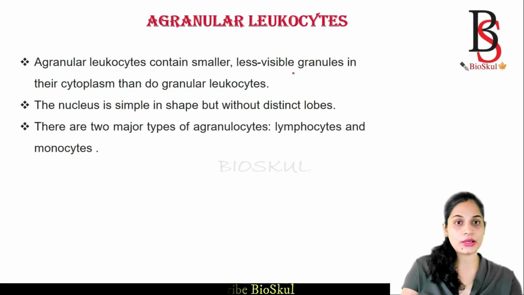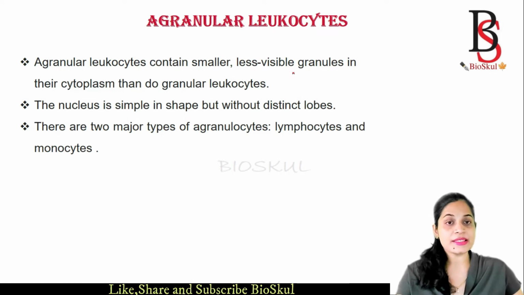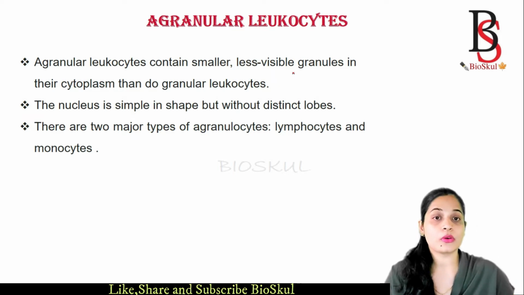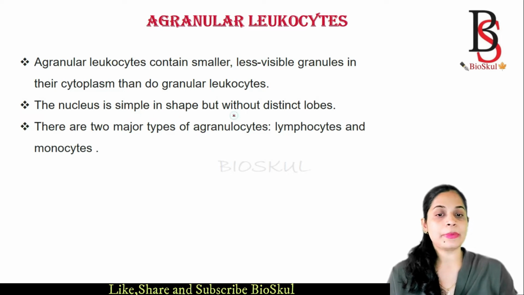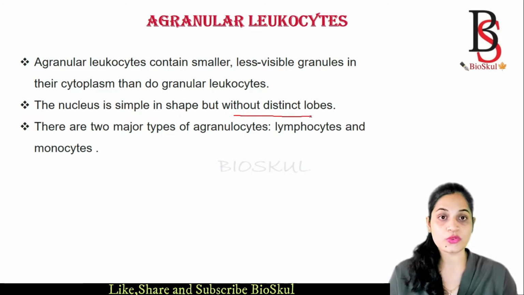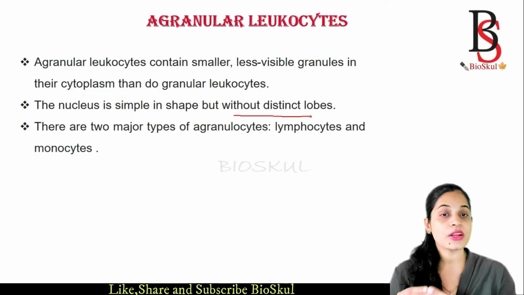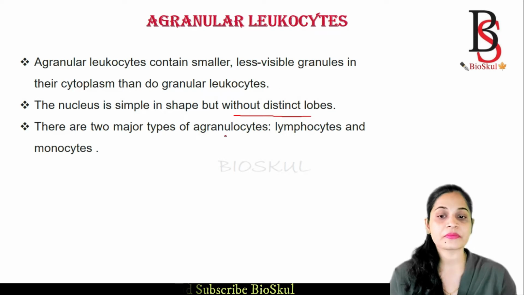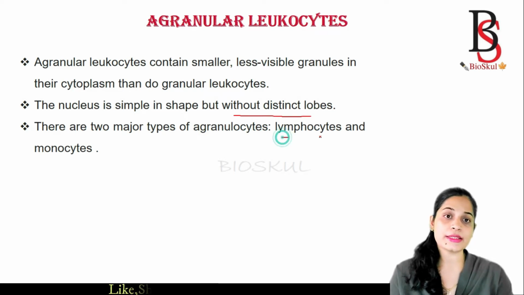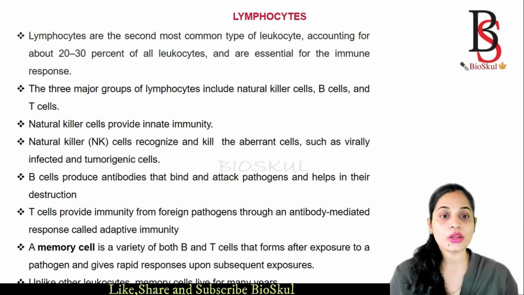Now we come to agranular leukocytes. Agranular leukocytes have some granules in the cytoplasm but they are not quite visible. The nucleus is a simple shape without distinct lobes, whereas granular leukocytes have granules in the cytoplasm that are quite visible and the nucleus is lobed. Here the lobes of the nucleus are not distinct. There are two types of agranulocytes: one is the lymphocyte and the other is the monocyte. So let's know in detail.